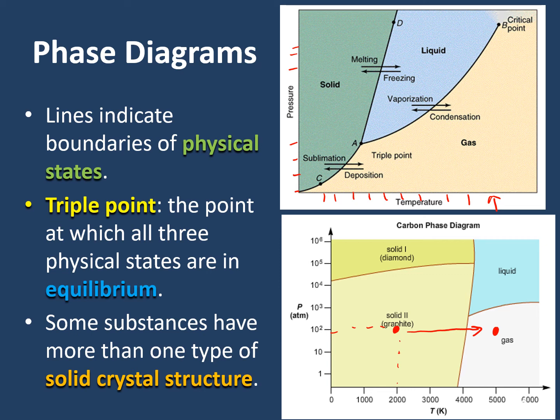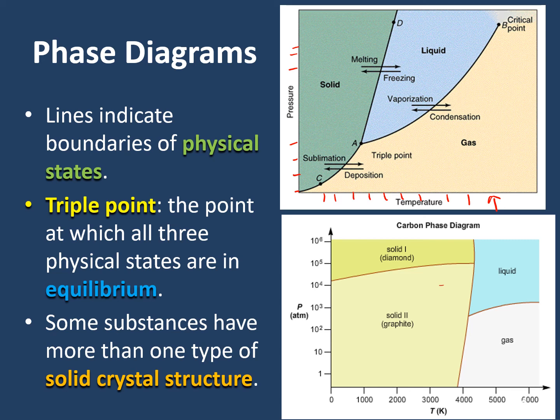We could also say, hey, you're at 5000 Kelvin, 100 atmospheres of pressure. What if we raise the pressure to, I don't know, 10,000 atmospheres of pressure? Well, then we're up here. What physical state change occurred? Well, we went from a gas to a liquid. That's condensation, right? So these are some of the types of questions you might be asked on tests or quizzes about physical state diagrams.